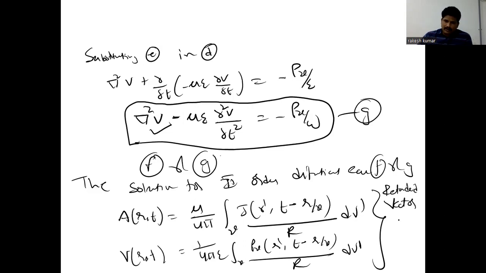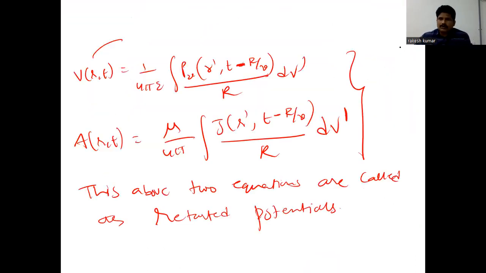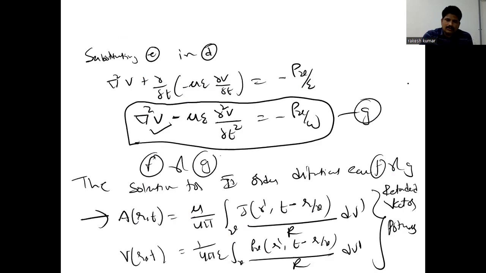This is how we get the retarded vector potentials by using the heuristic approach and Maxwell's approach. These are the two potentials, the retarded potentials: this one by using the heuristic approach, and this one by using Maxwell's equation approach.